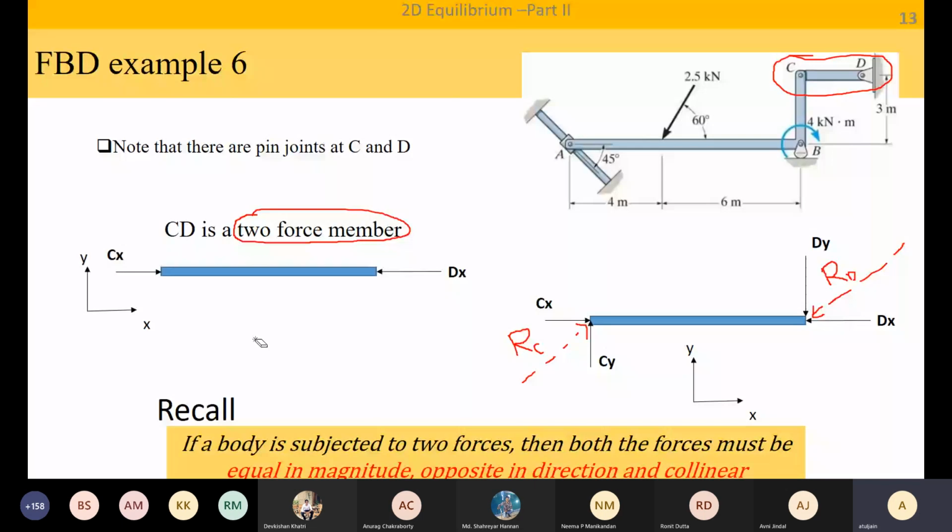Now imagine that you want to calculate the stresses at a point. Let us say if my body CD was deformable, then the value of CX equal to DX is important. I cannot wish it away. This is one reason. Then the other reason is, let us try to draw the free body diagram of member ABC.